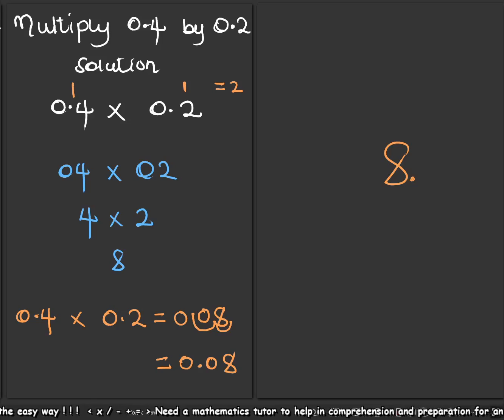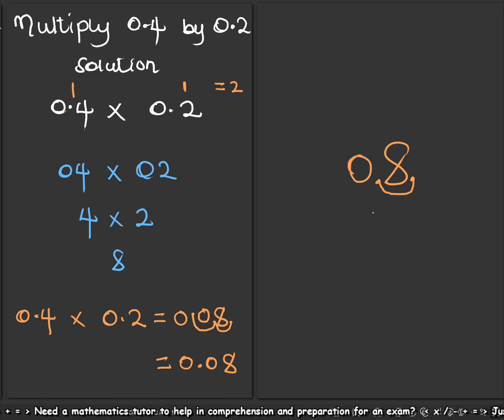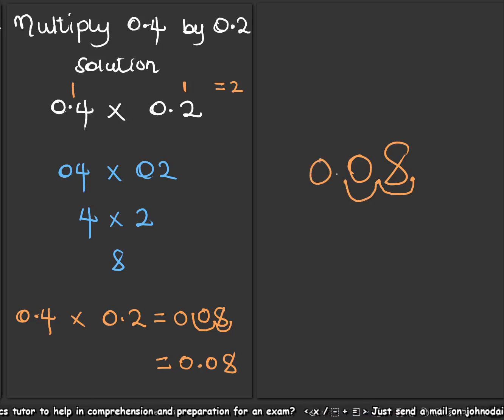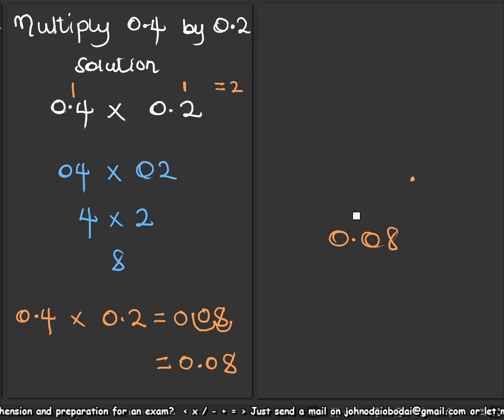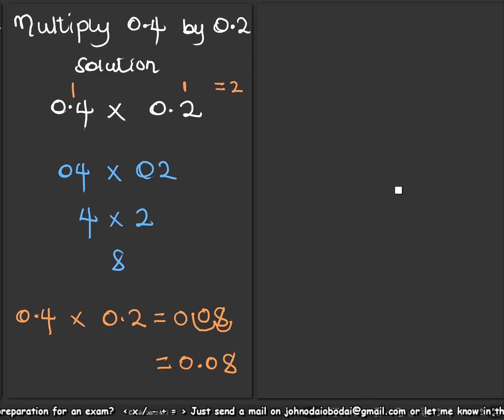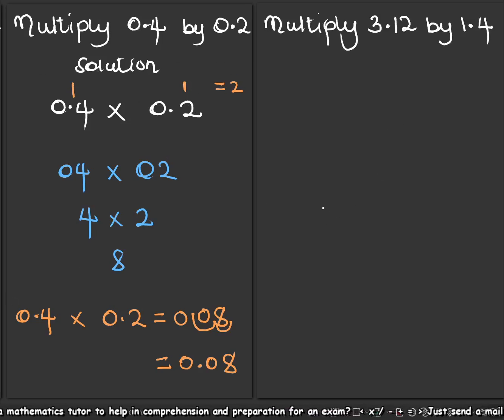So previously it was here. Our first movement will bring it here. So we put a 0 in front of it. Then our next movement will bring it here. We put another 0 in front of it. And that is going to give us 0.08. That is all. So we are saying multiply without the decimal point and move the decimal point depending on how many decimal places you have in the numbers you are multiplying. So with that in mind, let's solve this other example over here.